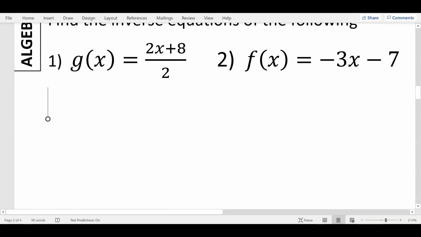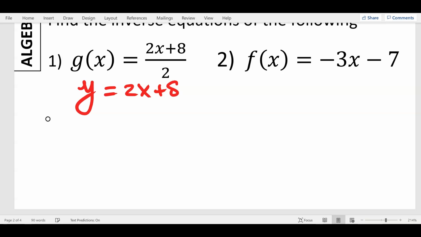Now, we say change f of x to y. In this case, g of x, same thing. Change it to y. So y, now you might need to write small if you haven't already done this. Y equals 2x plus 8 over 2. That's step 1. Step 2, what do I do?